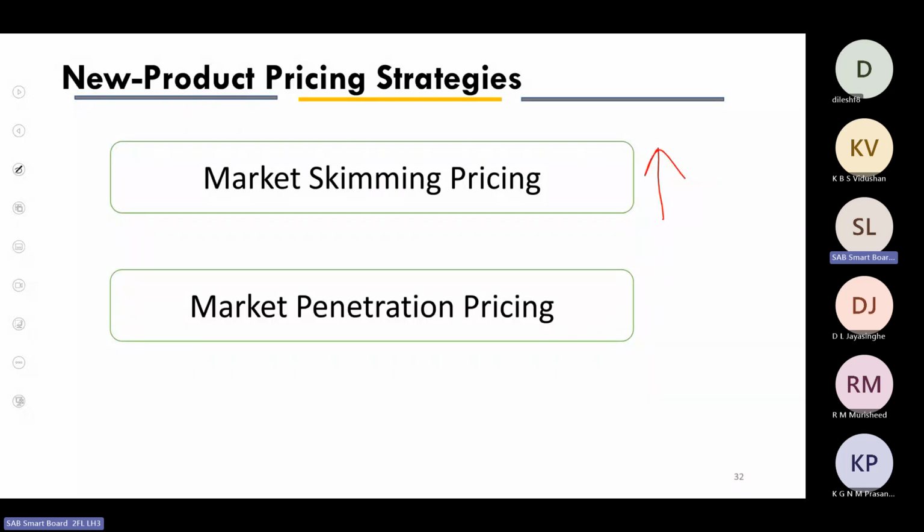Right? So in what situations can we go for this market skimming? In what circumstances can we go for skimming so that it is going to be a successful method? If it is going to be successful, under which conditions can we go for high prices when we are introducing a product to the market for the first time?